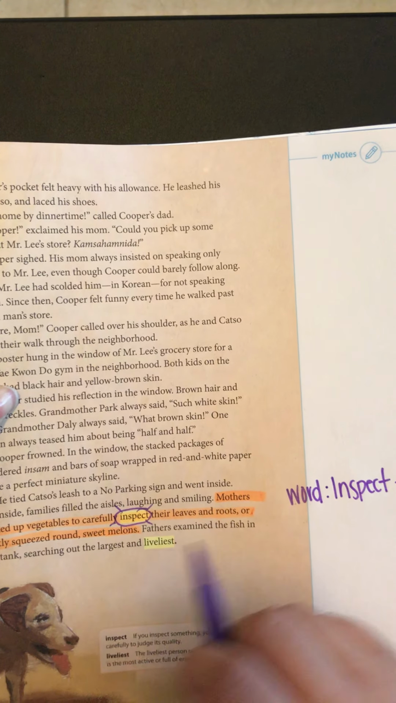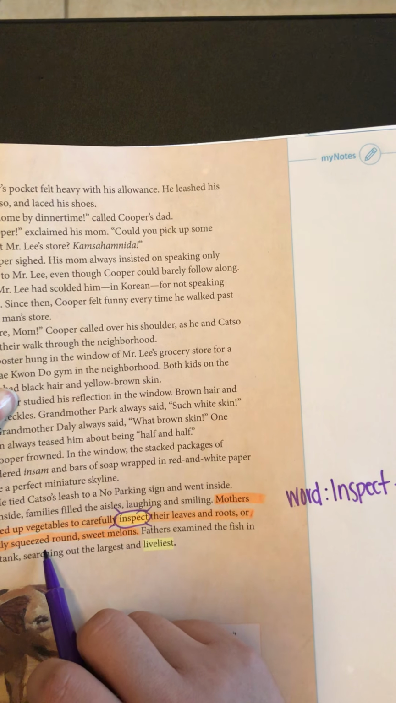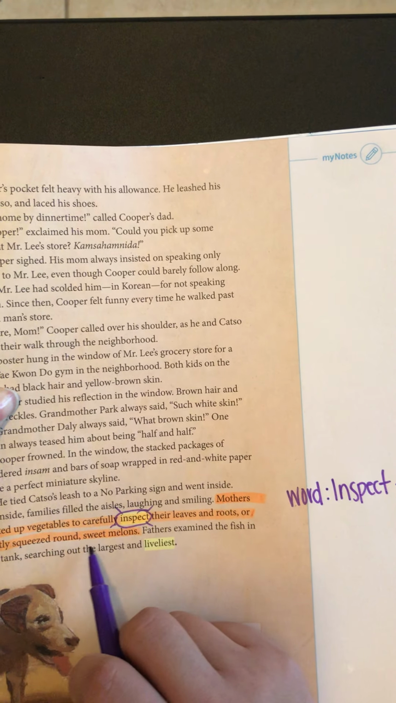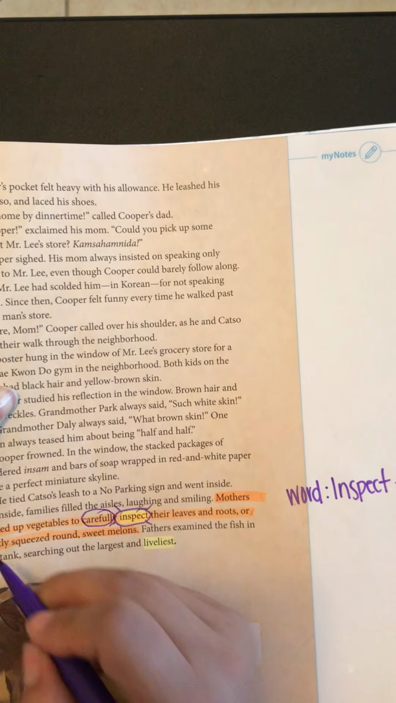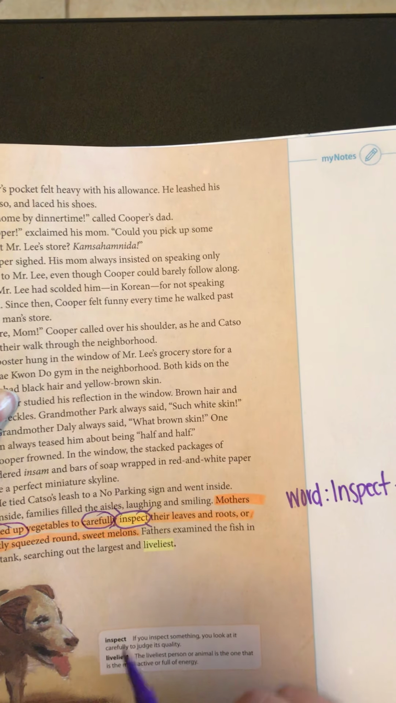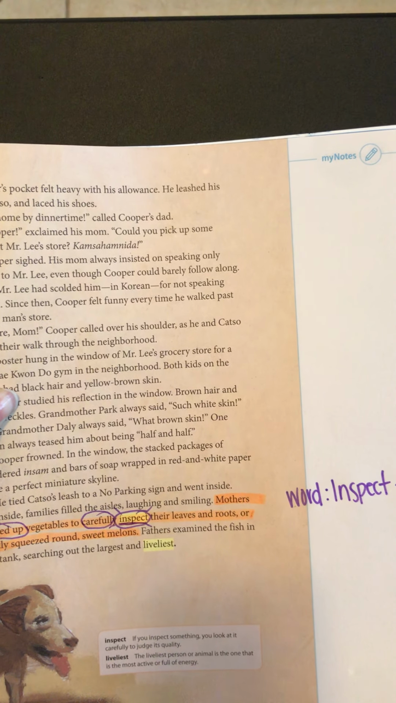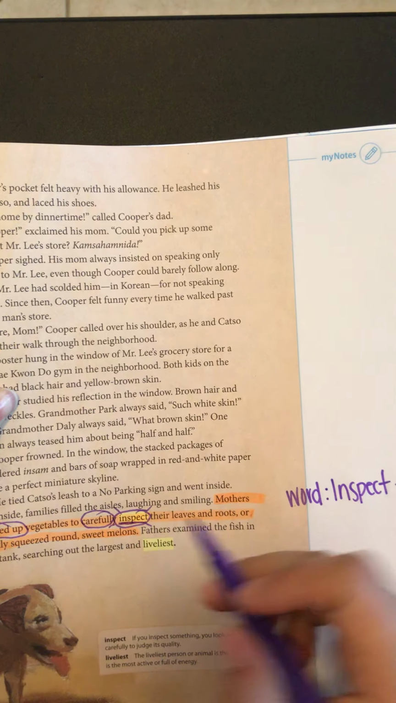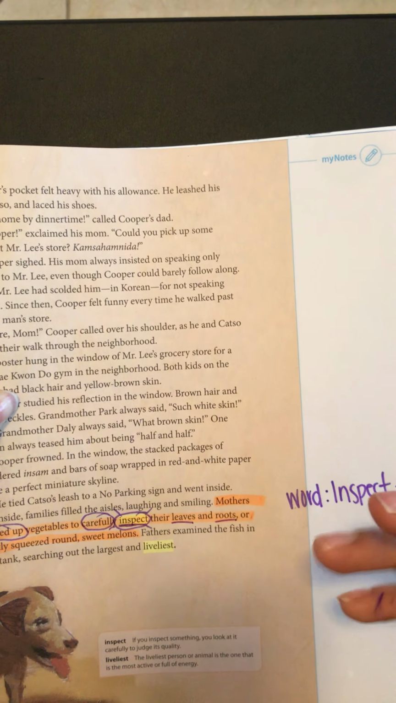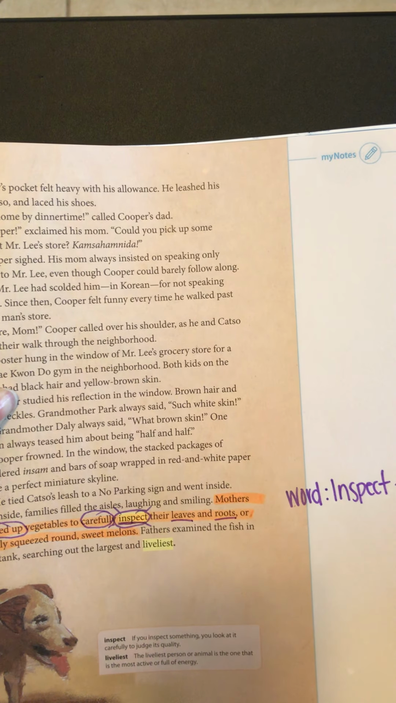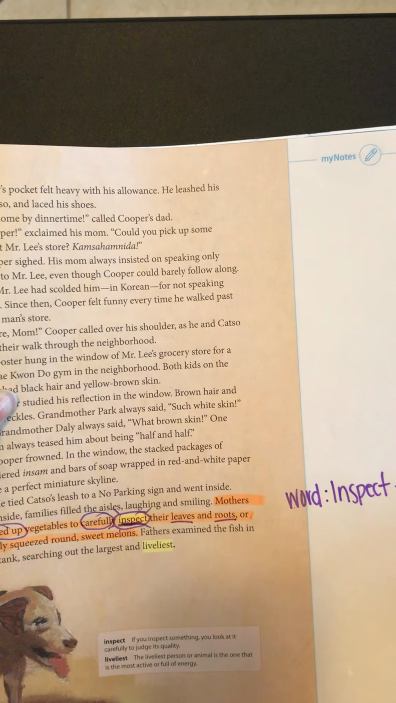So it says, mothers picked up vegetables to carefully inspect their leaves and roots, or gently squeezed round sweet melons. So I like that they use the word carefully. So the mothers are carefully picking up these vegetables, and they are inspecting their leaves. So how do I inspect? What do you think you would use in order to inspect something? They're looking at them, right? They're looking at their leaves, their roots, and then they're squeezing them. You know, they're trying to find the best fruit to take. So right here, the word inspect, these are some clues they use.